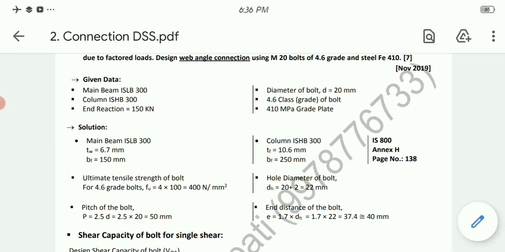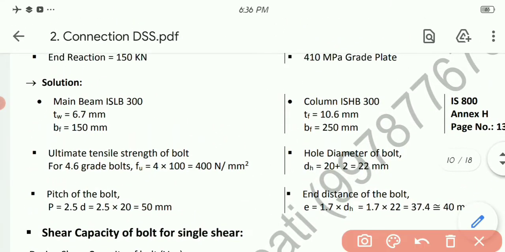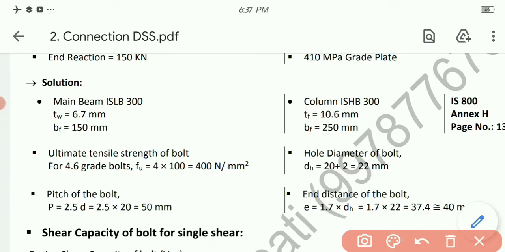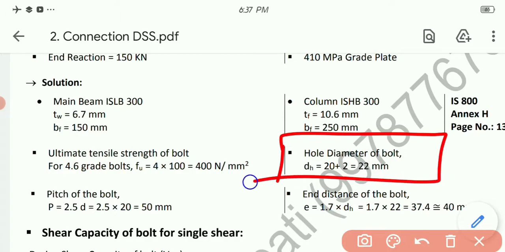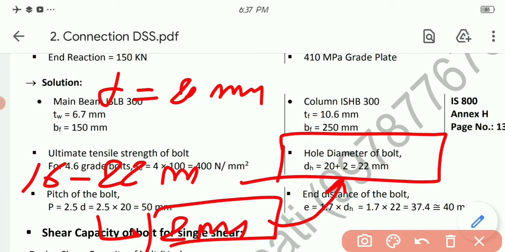First, the ultimate tensile strength of the bolt. The bolt is of 4.6 grade, so the ultimate tensile strength will be 4 into 100, that is 400 N/mm². Talking about the hole diameter, the bolt diameter is 20 mm. From Table 19, page number 73, for the 16 to 22 mm range, we provide 2 mm extra standard clearance. So DH will be 20 plus 2, that is 22 mm.